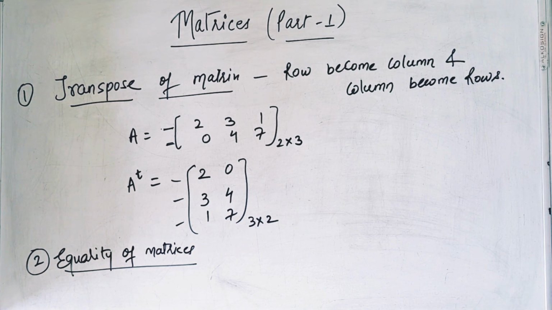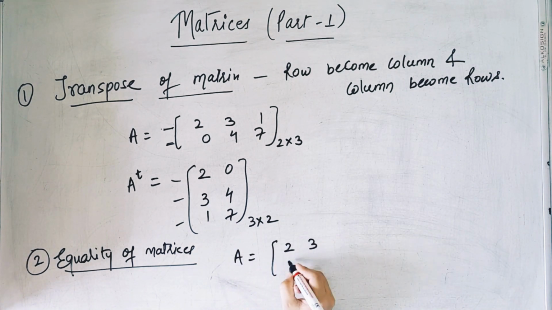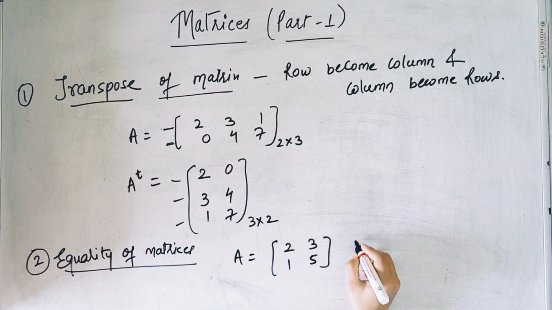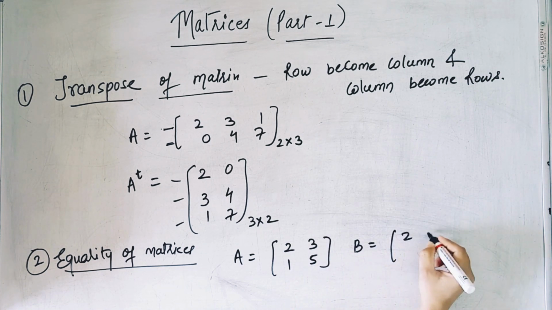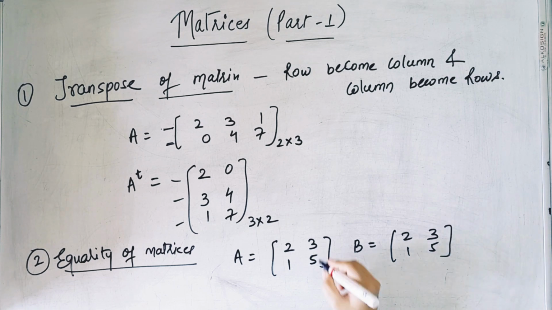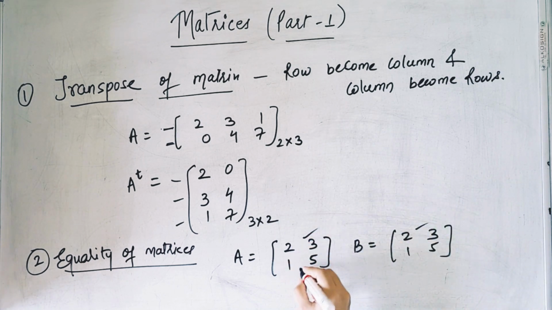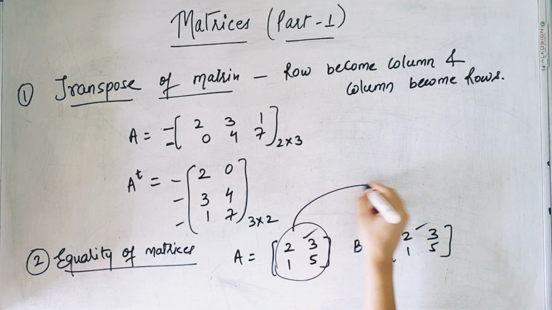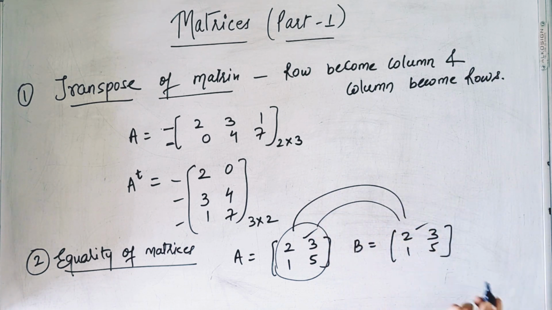Equality of matrices means, let's suppose we are provided with one matrix, A is equal to 2 3 1 5 and B is equal to 2 3 1 5. When all the elements of one matrix are respectively equal to all the elements of the other matrix, in that case we say matrix A is equal to B, and this is known as equality of matrix.